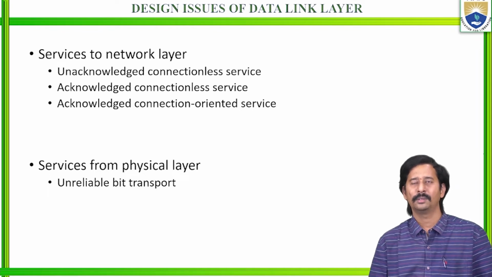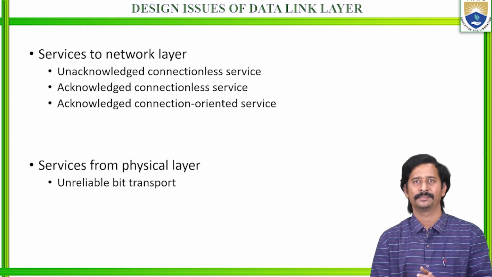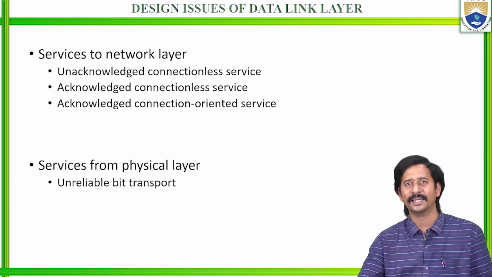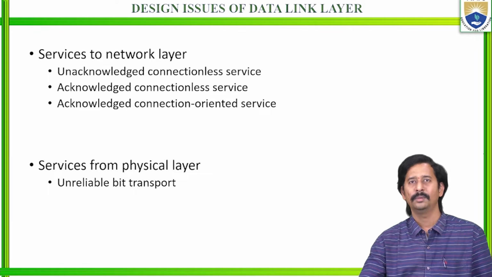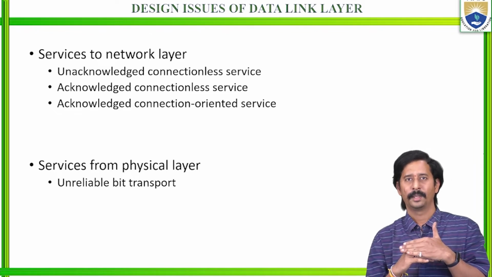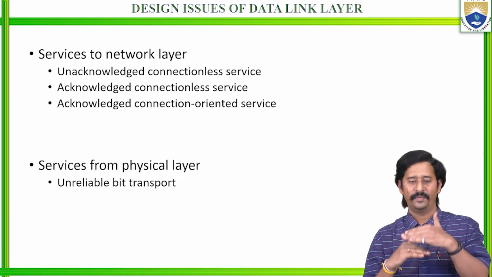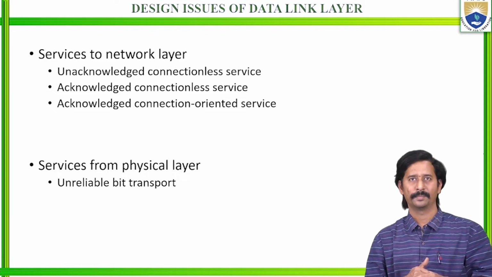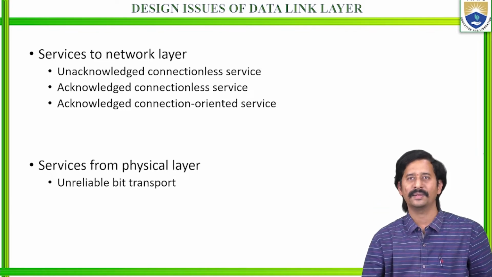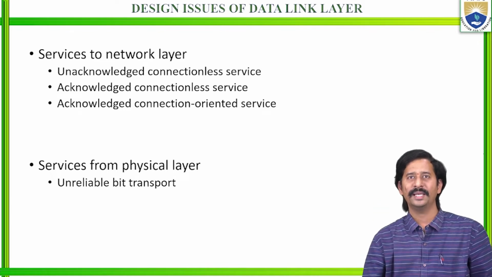Next important one: what are the various design issues of data link layer? These design issues may be categorized into either services or protocols. The data link layer is always placed between the physical layer and the network layer. So what are the various services provided by the data link layer to the next upper layer, that is the network layer? First one is an unacknowledged connectionless service.